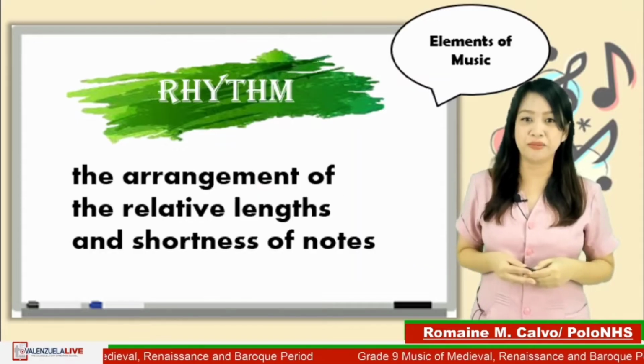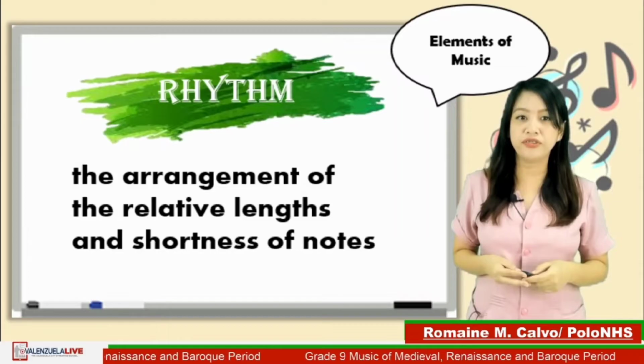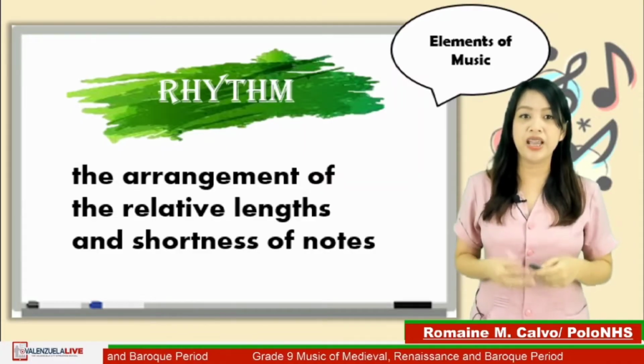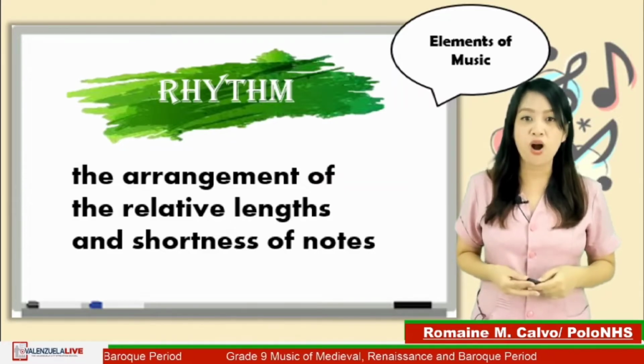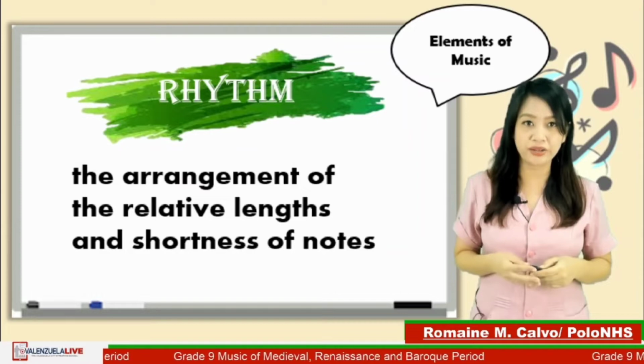Next is rhythm. Rhythm refers to the arrangement of the relative lengths and shortness of notes. Here, we will identify whether the music is in free meter or has a regular beat.